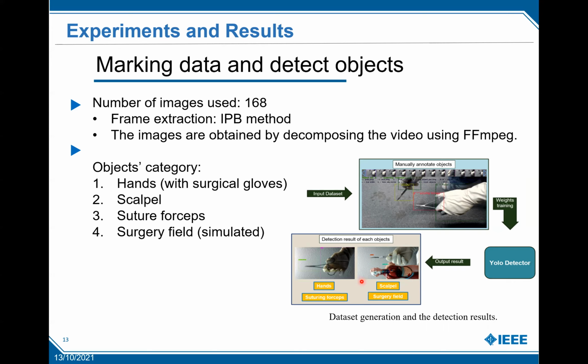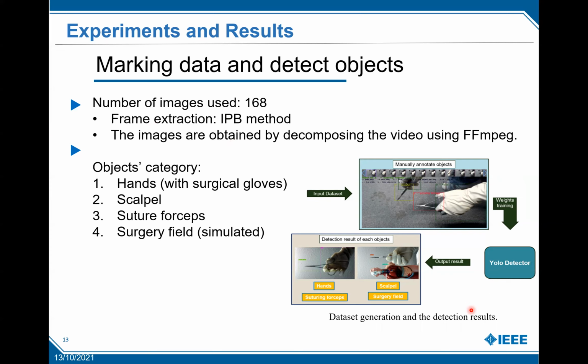In this experiment, we use the described dataset to do target detection. About the images, we captured a video stream. It's a 21-second video with 30 frames for each second. Then we use the FFmpeg Python library. For each second of the footage, 8 frames were extracted based on the IPB method to get the keyframes. So totally 168 images were obtained.